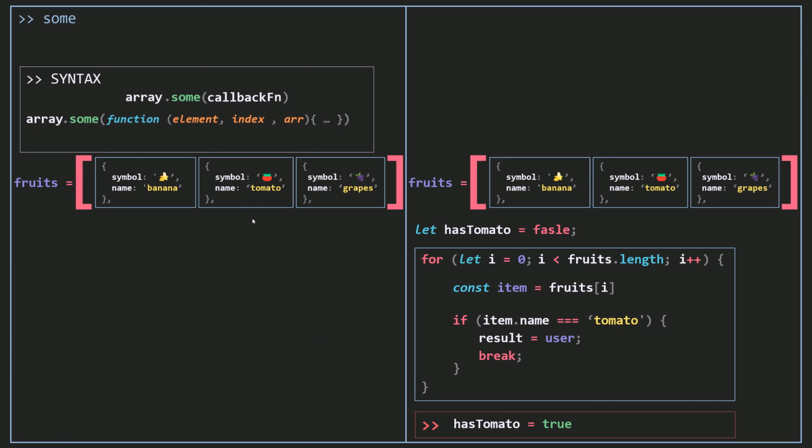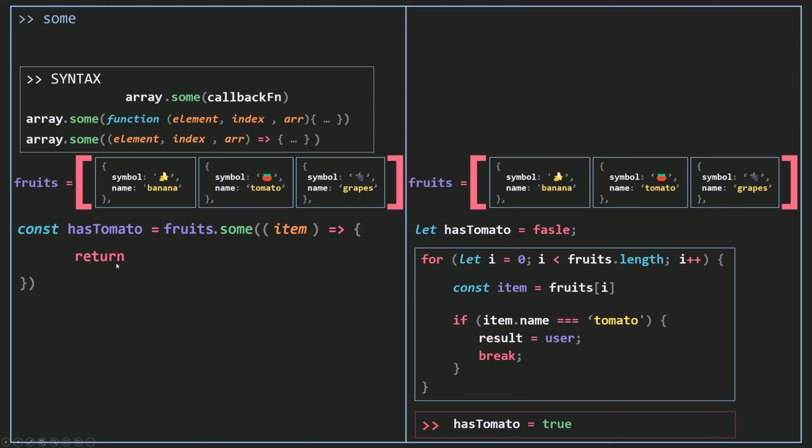Now you can also use an arrow function as an inline function passed to your some method. So I'm going to call again some, and then I'm going to pass in this time an arrow function. So again, the first parameter is going to be called item, and then I'm going to return item.name equals tomato.